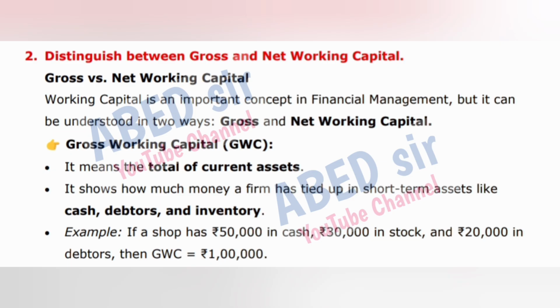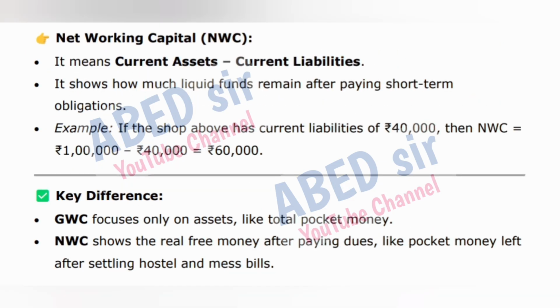Example, if a shop has 50,000 rupees in cash, 30,000 rupees in stock, and 20,000 rupees in debtors, then GWC is equal to 1 lakh rupees. Net working capital, NWC. It means current assets minus current liabilities. It shows how much liquid funds remain after paying short-term obligations. Example, if the shop above has current liabilities of 40,000 rupees, then NWC is equal to 1 lakh rupees minus 40,000 rupees, which is equal to 60,000 rupees.